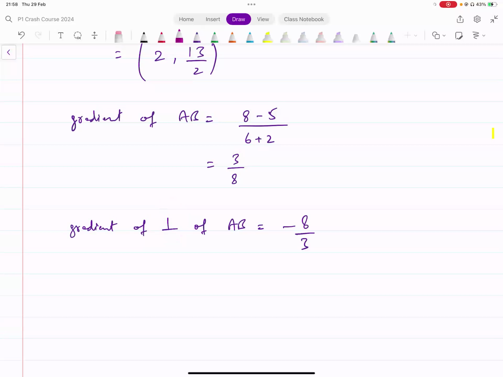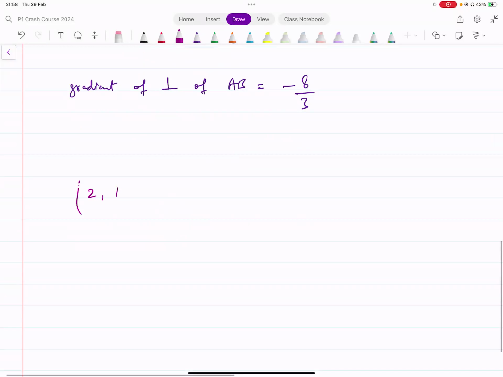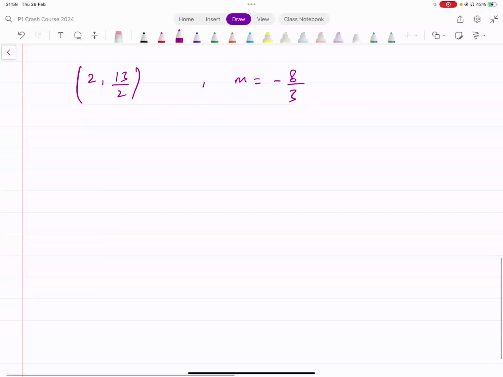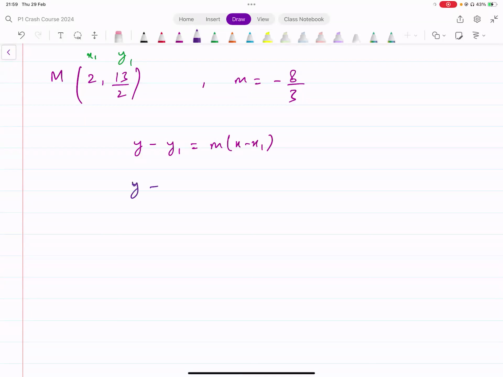Okay. So what's the point? The point is 2 and 13/2. That's the point. And we have the gradient, which is -8/3. We can write down the equation of the line using y minus y1 equals m into x minus x1. This is x1, this is y1, this is m. Just input values here. You get y minus 13/2 equals minus 8 over 3 into x minus 2. And that's the equation of the line that you were looking for. You can just leave it like this and that's going to be acceptable. That's the equation of the perpendicular bisector.